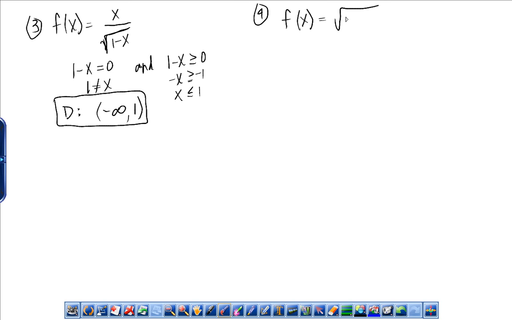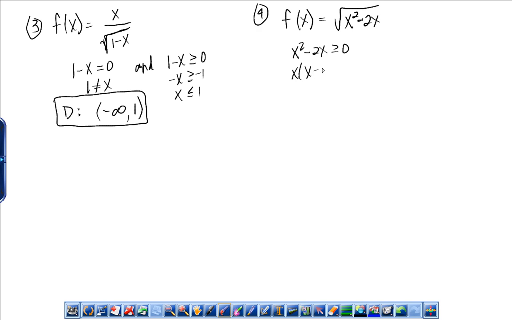How about the function? Let's do the square root of x squared minus 2x. Okay, with your square root, again, I just take it out, set it greater than or equal to 0. So x squared minus 2x is greater than or equal to 0. This is factorable.